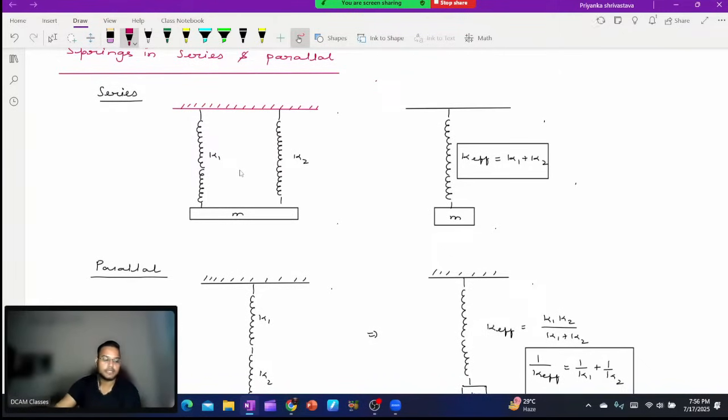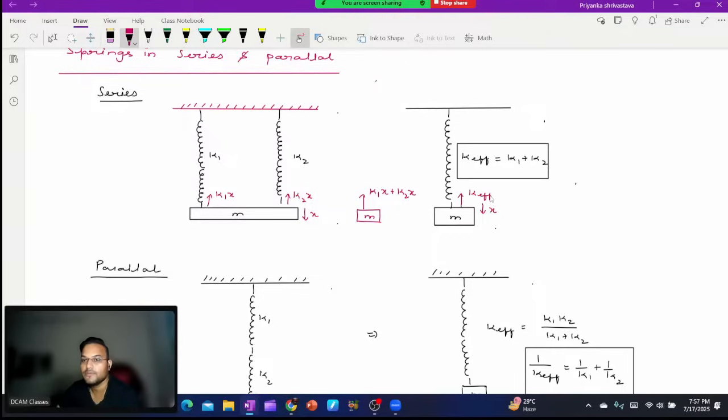Why do we get this result? Because when we move this part by x distance, the force acting on the spring is K1x. Expansion in K1 will be x and in K2 also x. So the net force acting on the block M will be K1x plus K2x. Now if I take this as one spring, K effective, I have to displace it by the same distance x. Here the force will be K effective into x.